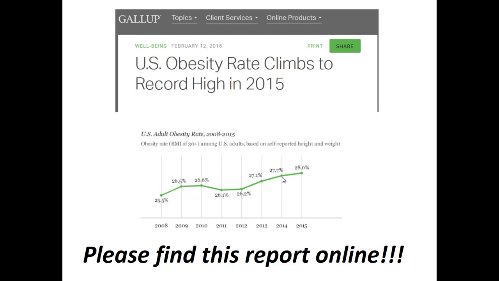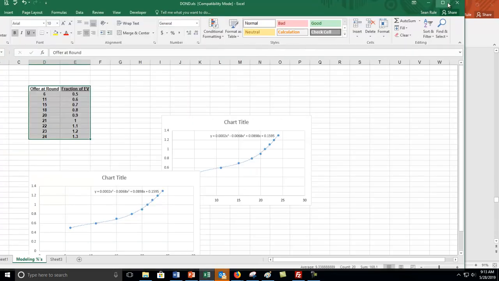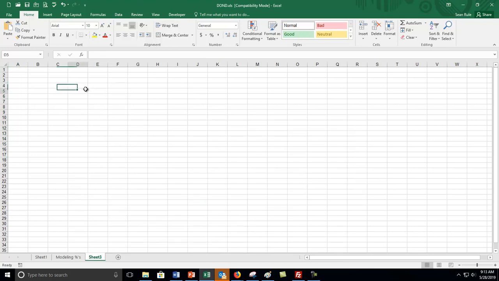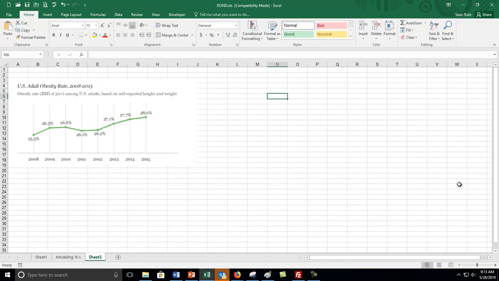That's 100% correct. But what we're going to do right now is we're going to do a little bit of something here. I'm going to pull Excel over here. We're going to create a quick little graph for you. How's that sound? I'm going to put the image here, and we're going to remake this graph. We're going to start at 2008, 2009, 2010, and we'll copy it down to 2015.